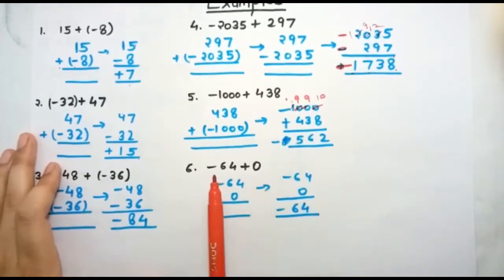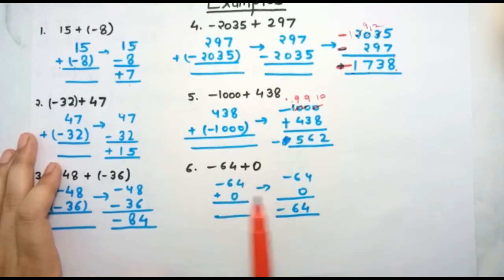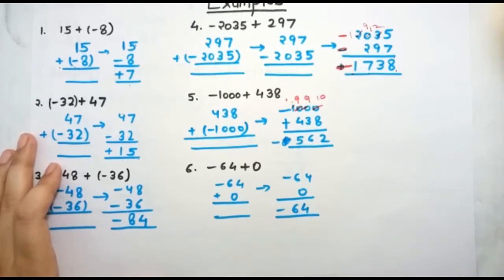The next example is minus 64 plus 0. We have learned before in a property that whatever number we are adding to 0, the answer would always be the same number. So minus 64 plus 0. 0 means nothing. So the answer would be minus 64.